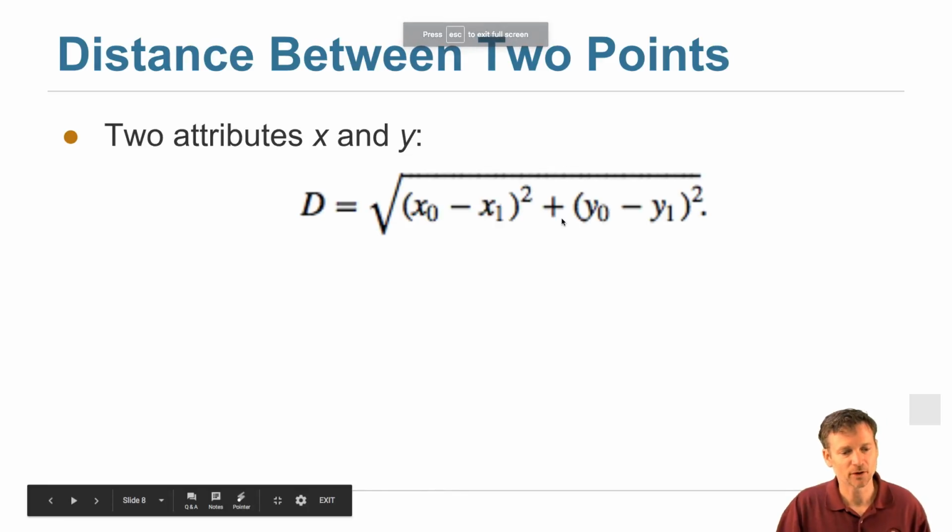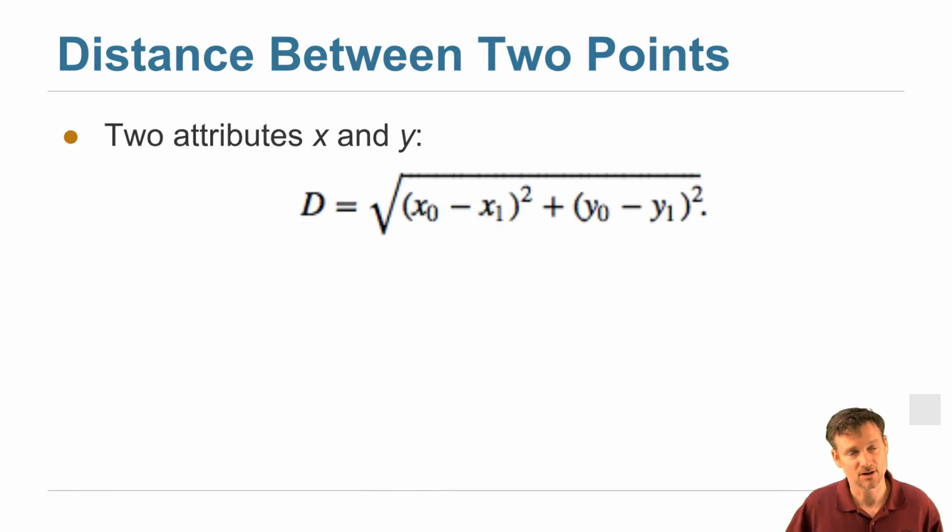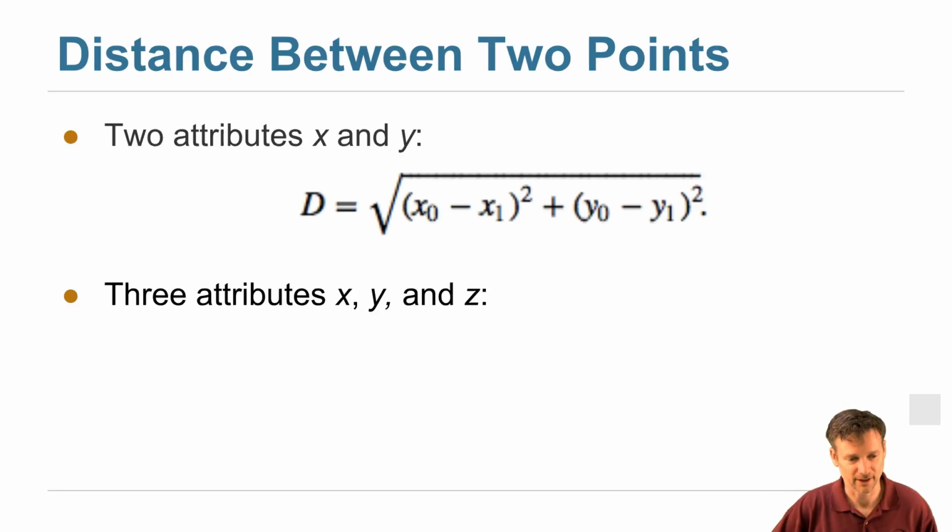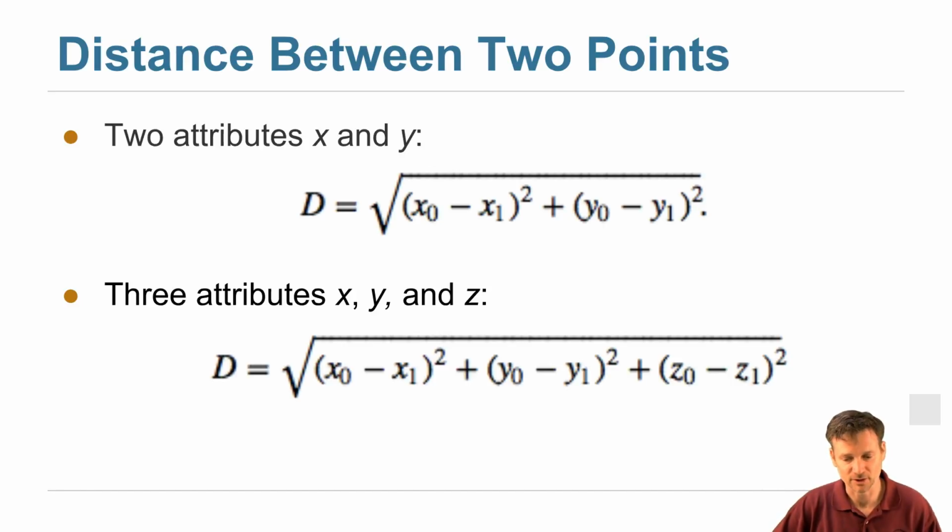All right, that works if you have only 2 attributes. What if you have more than 2 attributes? Like in this breast cancer diagnosis data set, we had, I don't know, 8 or 9 attributes. What do you do then? Well, if you have 3 attributes, you just generalize. If you have 4 attributes, you could probably see what the pattern is here.